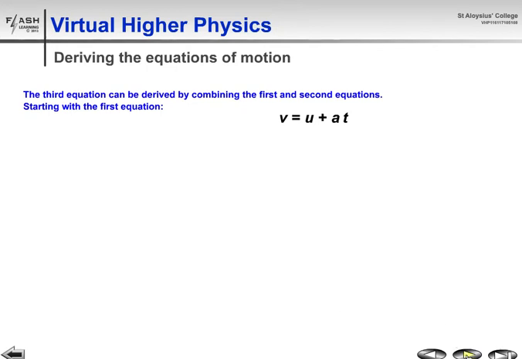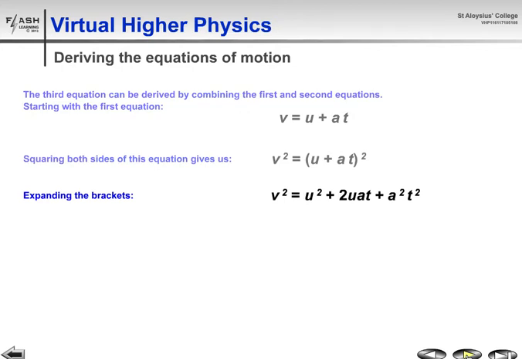So to get that, we take the first equation of motion and we square both sides. So that gives us v squared equals (u plus at) all squared. And then if we break out the brackets, the first term gives us u squared. The cross term, if you're used to calling it that in maths, would be uat, and there'd be two of those cross terms, so that's 2uat. And squaring the final term would give us a squared t squared.